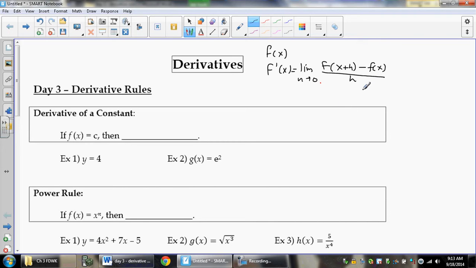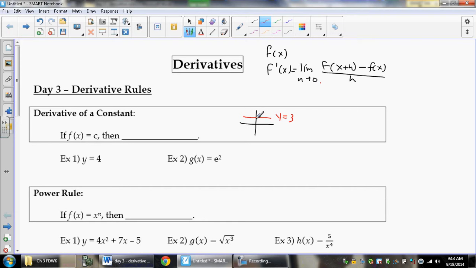Now we can calculate derivatives like this, but it takes a really long time. And so we have some rules that make it easier to calculate derivatives so we don't have to do that all the time. So one of the first rules is the derivative of a constant. If f of x equals c, well first, what does f of x equals c really mean? Well, f of x equals c means that the function is a constant, like the equation y equals 3.